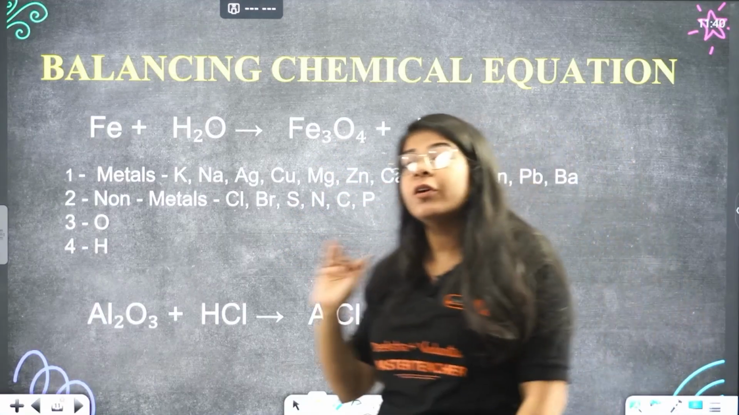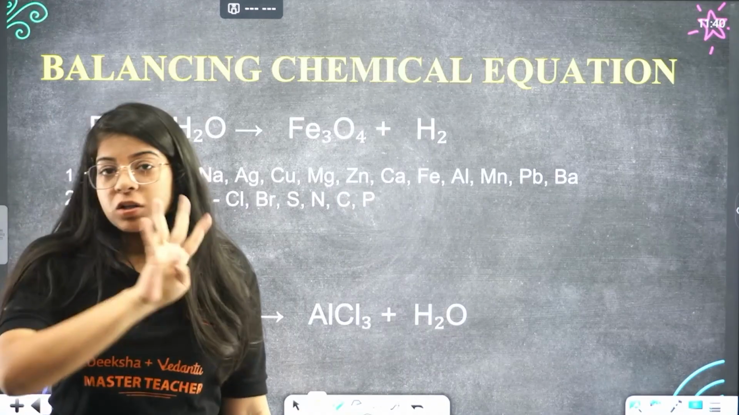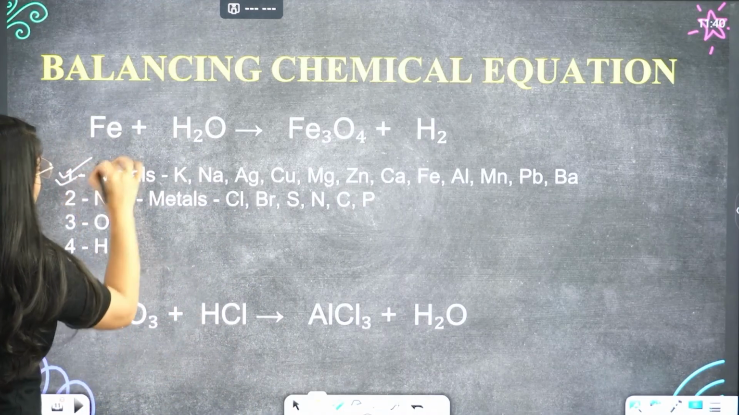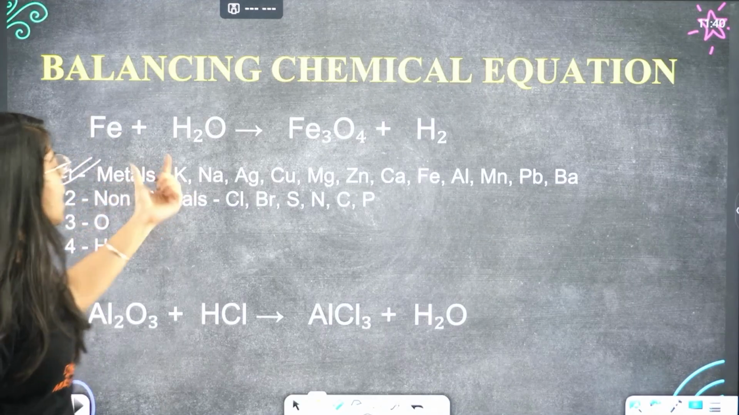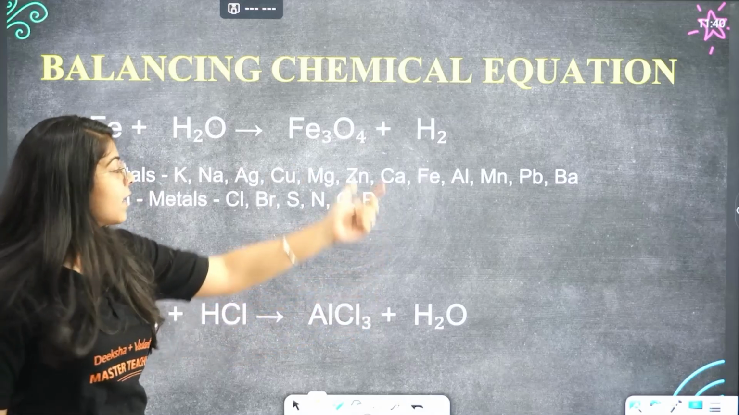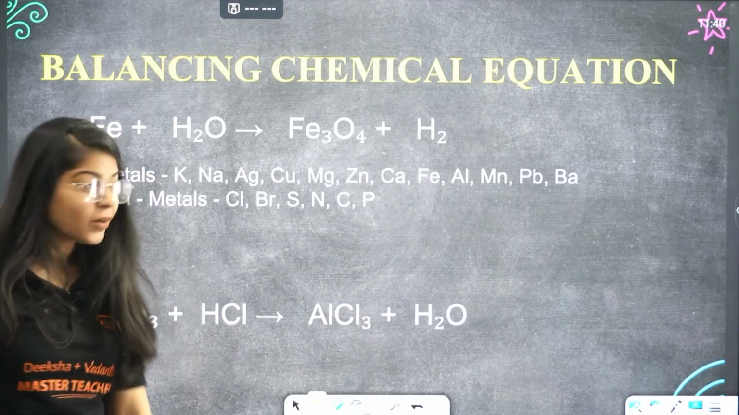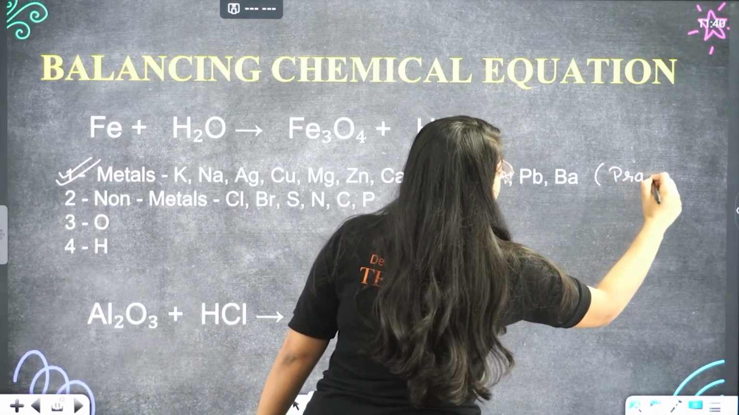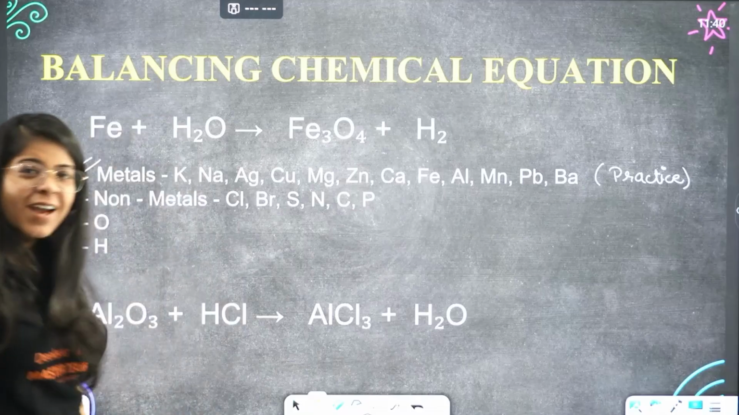Now, how should I balance this chemical reaction? Now, 3 things or 4 things you have to remember. First of all, the first thing we have to do is balance the metals. What are metals? Potassium, sodium, silver, copper, magnesium, zinc, calcium. How will you remember these? Practice. By practice, bacha. Only practice will save you from chemistry. Trust me, I have studied it.